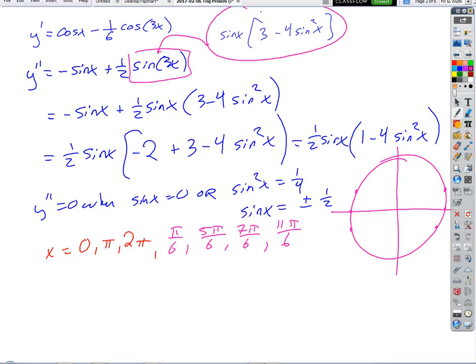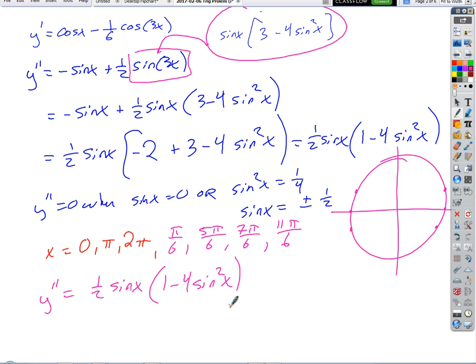Probably, yeah. Because it's a product of two factors. Yeah, that's probably easier. Okay, so we're going to use this as our second derivative. It's going to be y double prime equals 1/2 sine x times 1 minus 4 sine squared x.